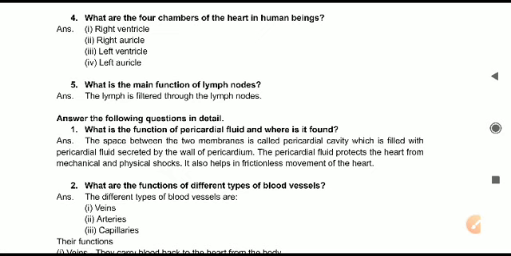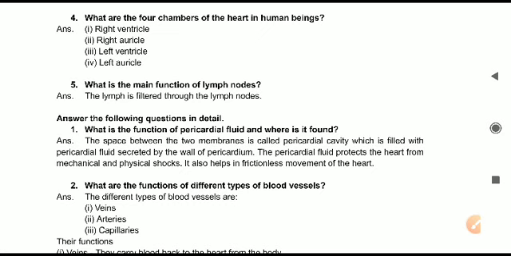Now we have the long questions. Answer the following questions in detail. Question number 1. What is the function of pericardial fluid and where is it found? Answer: the space between the two membranes is called the pericardial cavity, and it is filled with the pericardial fluid secreted by the wall of the pericardium. The fluid is present in the pericardial cavity, between the two membranes of the outer wall of the heart. This pericardial fluid protects the heart from mechanical and physical shocks. Also it helps in the frictionless movement of the heart.